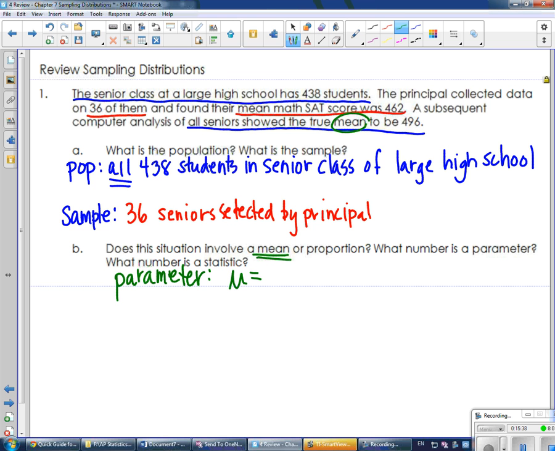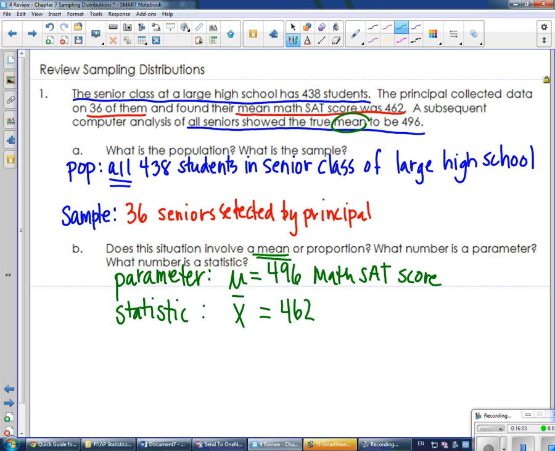And so we're told in this case, and we don't always know this, that the true mean is 496, and that would be the math SAT score. You do want to make sure that if you're dealing with a mean, you include your units as well, because you will lose points if you don't. The statistic in this case is going to be the number that describes my sample, and since I'm dealing with means, I want to use an X bar, and that would be the 462. And again, that would be the math SAT score.